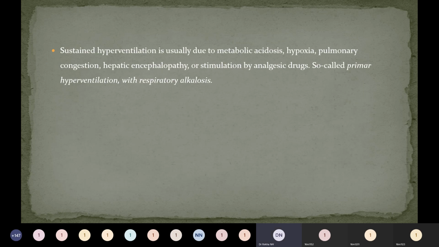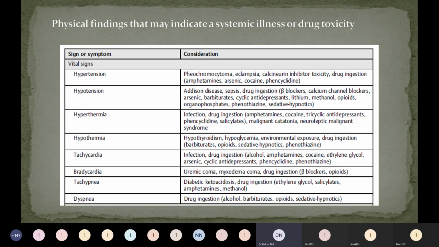So sustained hyperventilation, we usually come across it in patients with metabolic acidosis or patients with left ventricular failure, hepatic encephalopathy. So these are the few causes where the patient will have an increased rate and depth of respiration. These are the clues. This table mainly shows the clues from physical findings, that is hypertension. Hypertension can be present in many conditions. Hypotension can be present in many conditions. So we have to see what is relevant to the patient's history.